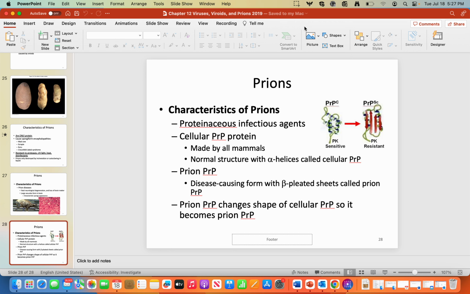cellular PrP protein made by all mammals. Normal structure has alpha helices, called cellular PrP. Alpha helices are these twisty structures in the protein. Prion PrP, or the disease-causing form, has beta-pleated sheets. And you see here these beta-pleated sheets are folded, kind of like if you fold a piece of paper to make a fan. Prion PrP changes the shape of cellular PrP, so it becomes prion PrP. Alpha helices are replaced by beta-pleated sheets.